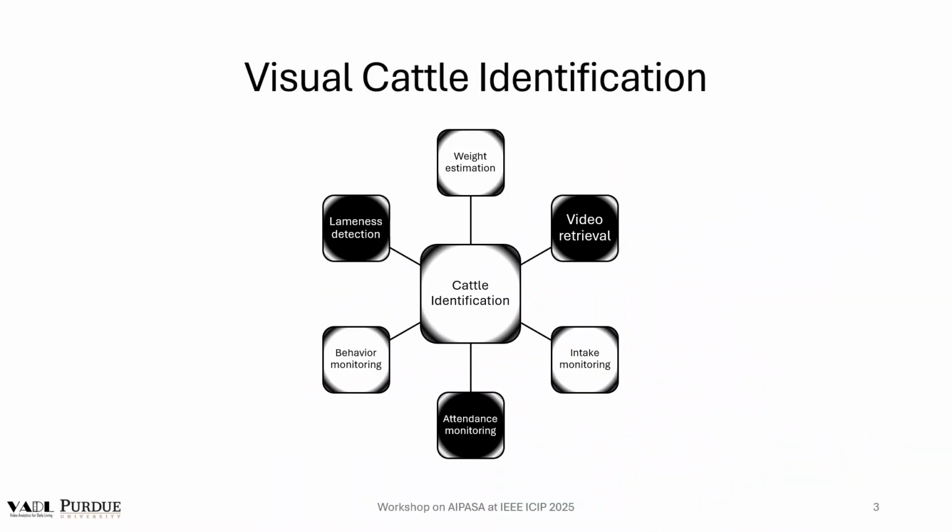Visual cattle identification serves as the foundation for many cattle visual analytics tasks such as weight estimation, video retrieval, intake, attendance and behavior monitoring, and lameness detection. This is because any of these measured metrics must be tagged with a cow identity. This means that errors in identification propagate and affect all the downstream tasks.